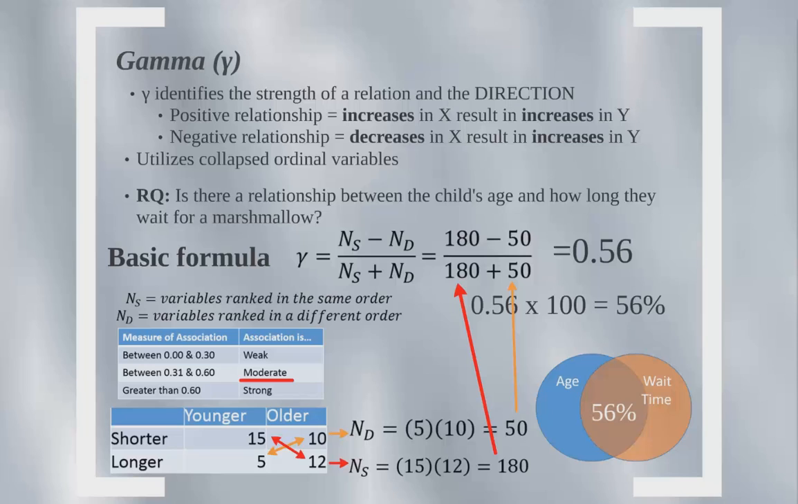And so to summarize this, what we can say is that gamma identifies a moderate relationship. Again, this doesn't identify statistical significance. What it identifies is a moderate relationship between variable x and variable y, and it also predicts 56% of variable y, right? So in our case, wait time is our variable y.